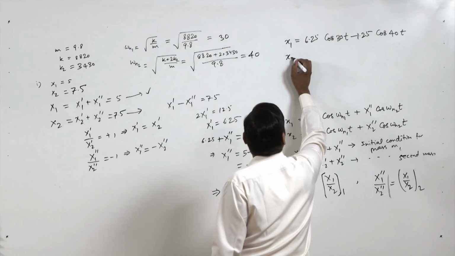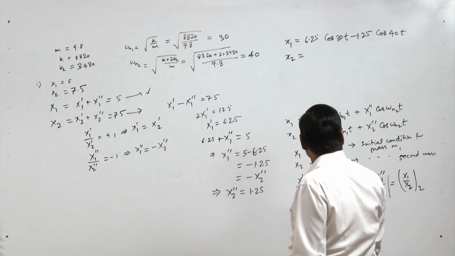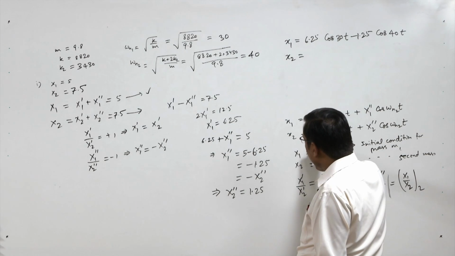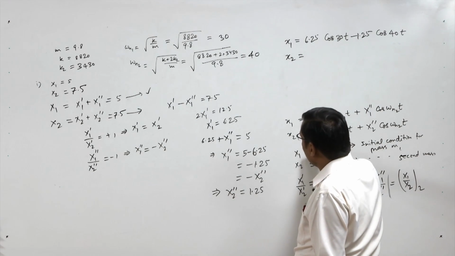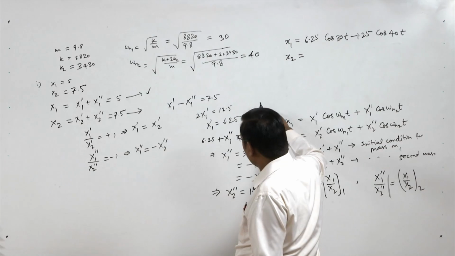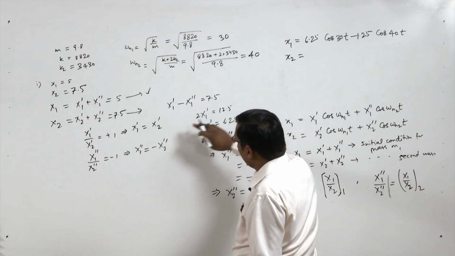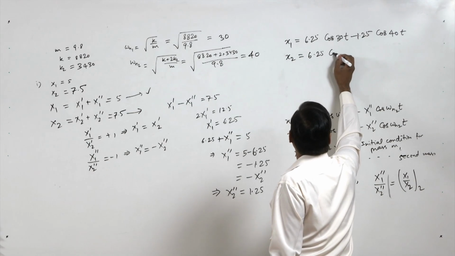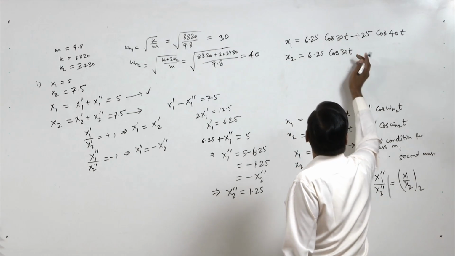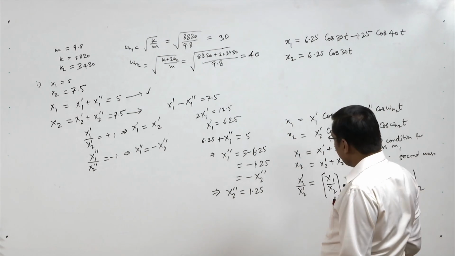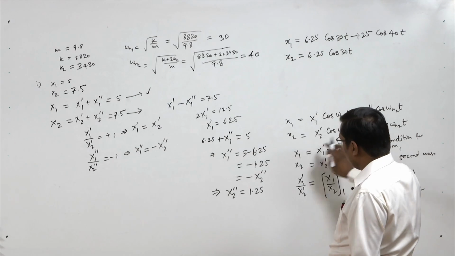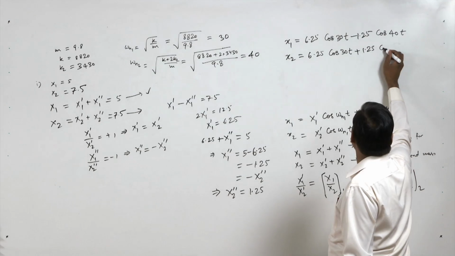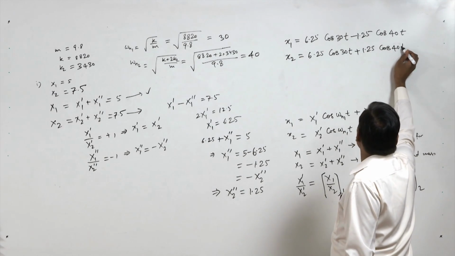Then what will be x2? x2 dash is equal to x1 dash, so x2 dash is 6.25 cos omega n1 t, and here plus x2 double dash, so x2 double dash is 1.25, so plus 1.25 cos omega n2 t.